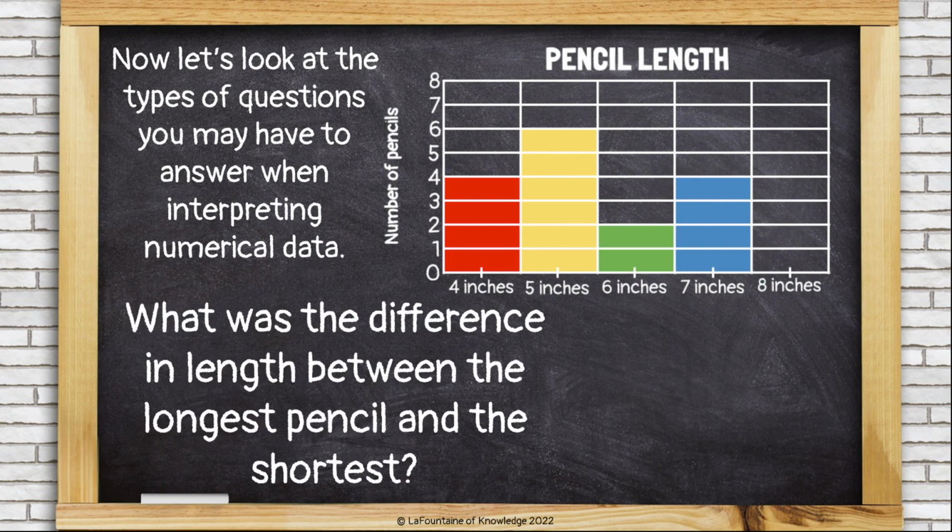What was the difference in length between the longest pencil and the shortest pencil? Well, the longest pencil was 7 inches, and the shortest we know was 4 inches, and we're asked to find the difference. That means we need to subtract. 7 minus 4 is 3 inches. The longest pencil was 3 inches longer than the shortest pencil.